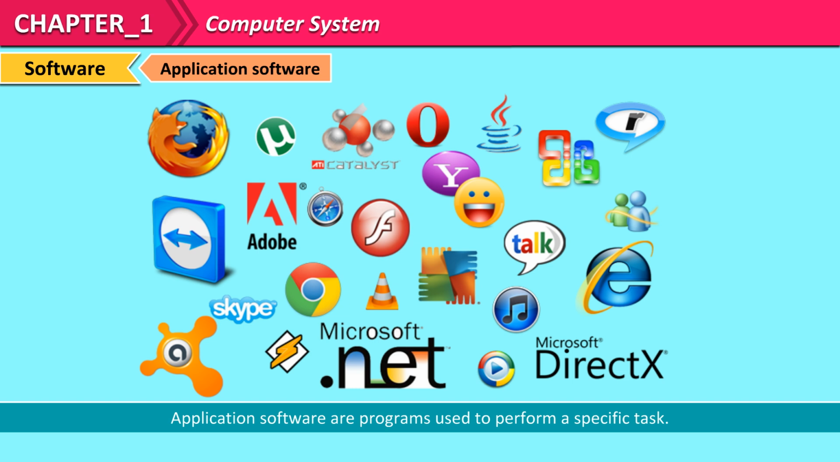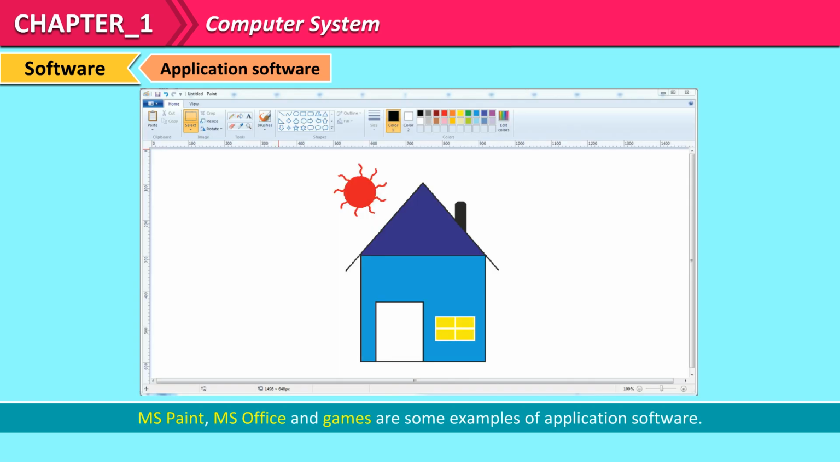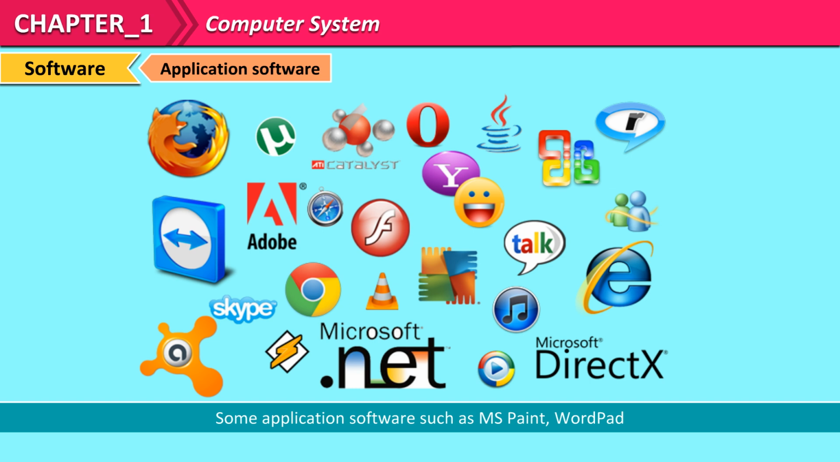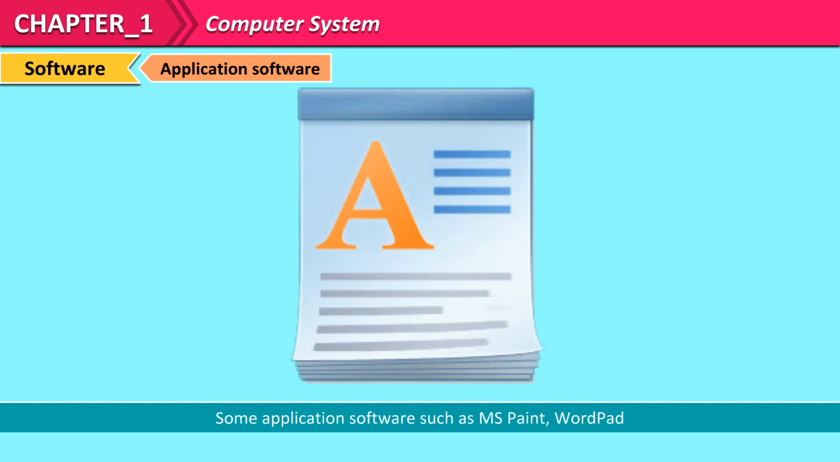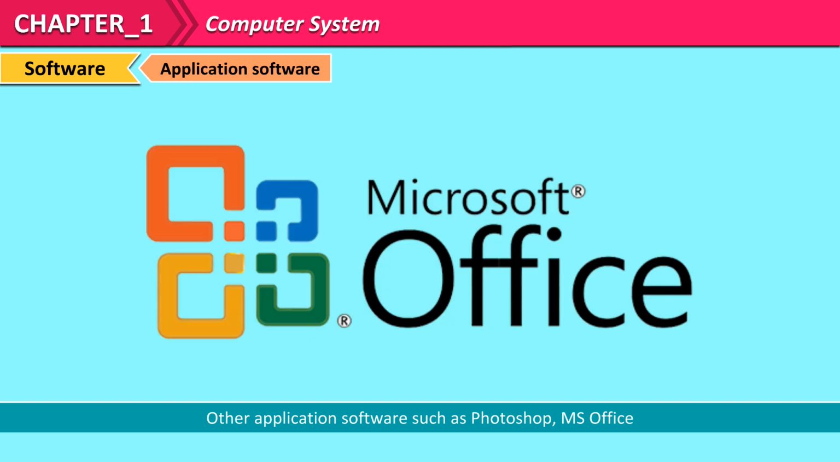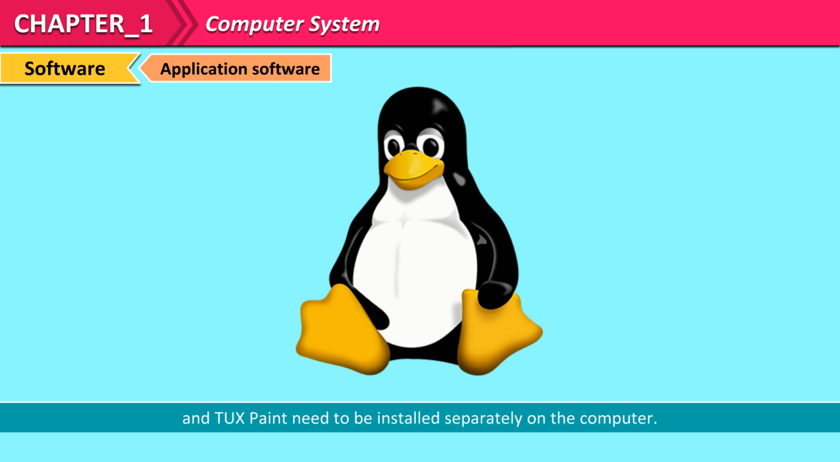Application software. Application software are programs used to perform a specific task. These are installed and used whenever we need them. MS Paint, MS Office, and games are some examples of application software. Some application software such as MS Paint, WordPad, and Calculator come already installed in Windows by default. Other application software such as Photoshop, MS Office, and Tux Paint need to be installed separately on the computer.